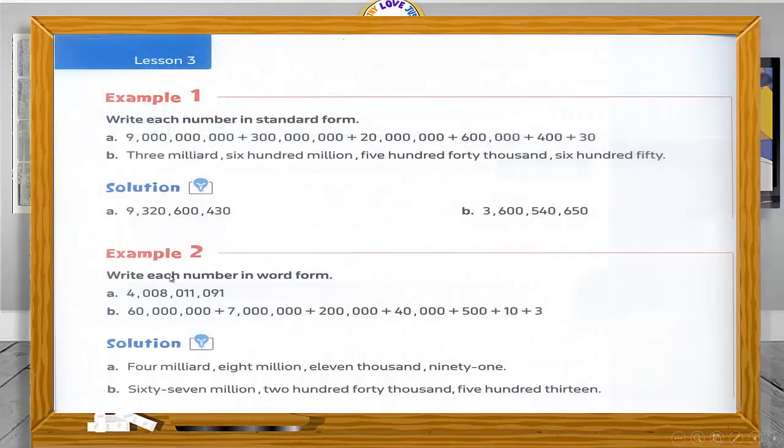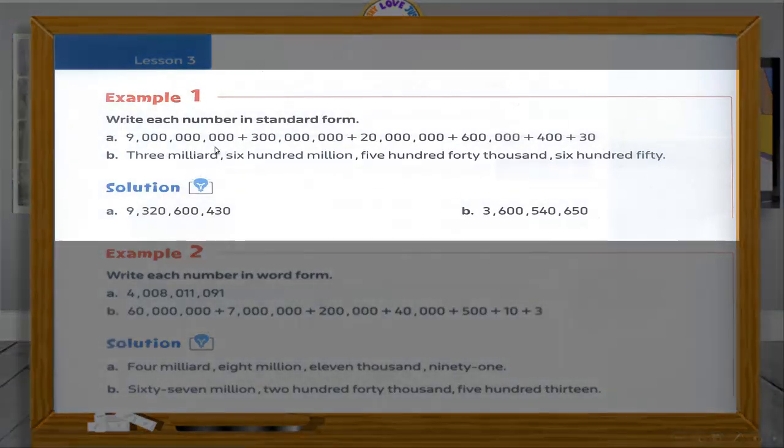We have 2 examples. In the first example, it tells you to write each number in standard form. You have 2 numbers here, a number in expanded form and the next one in word form. To write the number in standard form, you should see how many periods you have here. We have 9 milliard, 300 million, 20,006,430. That means you have 4 periods, make 4 periods like this.